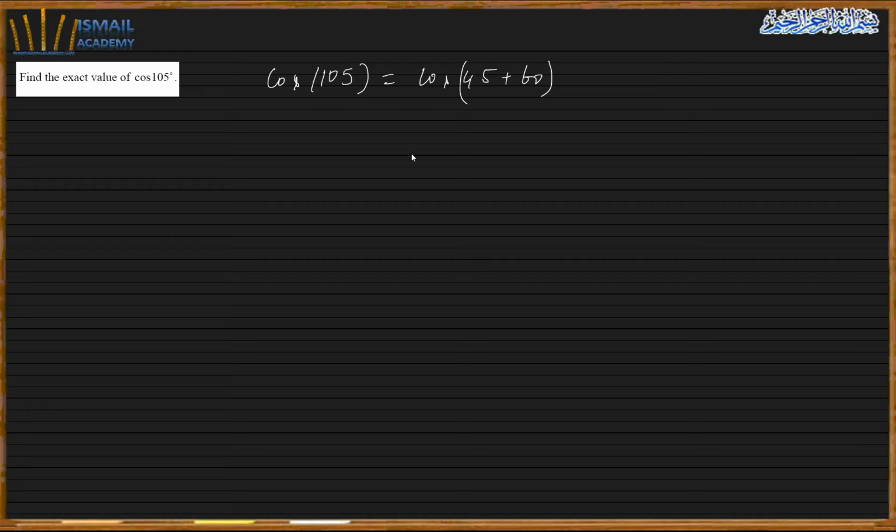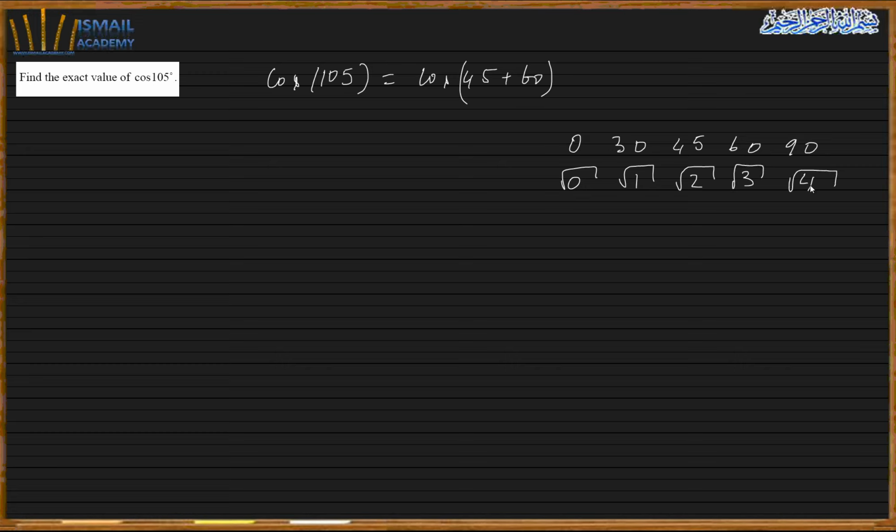If you forgot those values, write down the common angles we use for sine and cosine, which are 0, 30, 45, 60, and 90. Those are the common angles we use. Then you start from 0, 1, 2, 3, 4. Then you take the square root of each one.